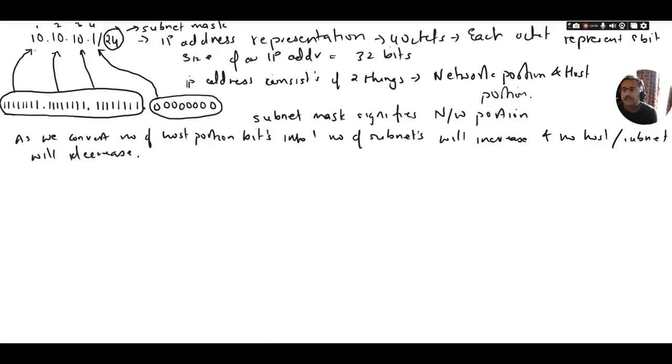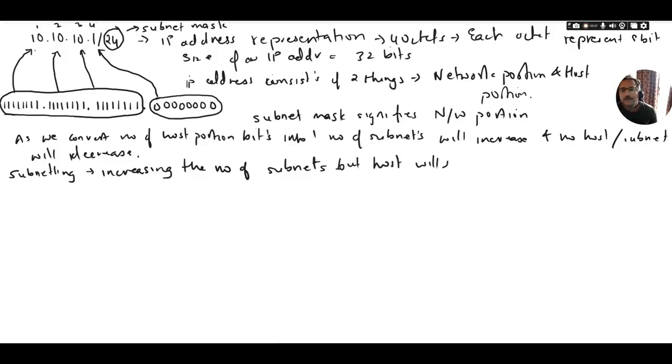subnet will decrease. So what do you mean by subnetting? Subnetting is increasing the number of subnets. If you want more subnets, we do subnetting. But the hosts will decrease as the number of subnets increases. Correct? Inversely proportional.